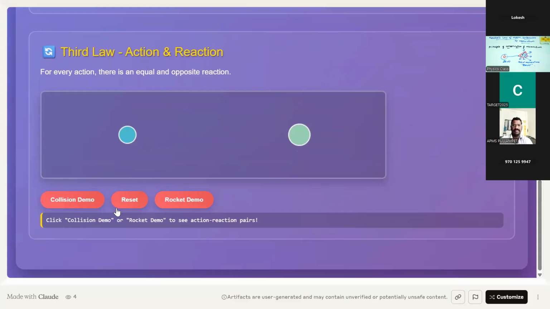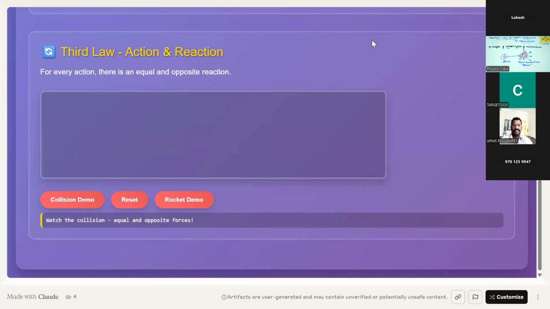Now we will move into the next law, that is the third law, action and reaction. For every action, there is an equal and opposite reaction. So let's look at a collision. Here we have two balls. So what happens in that collision? Equal and opposite forces are applied. So there are equal and opposite reactions. For every action, there is an opposite reaction. Clear? So these all belong to Newton's laws of motion.